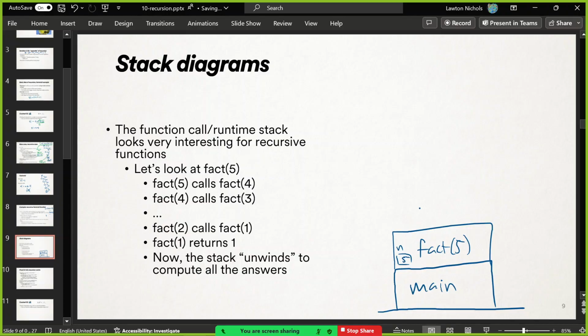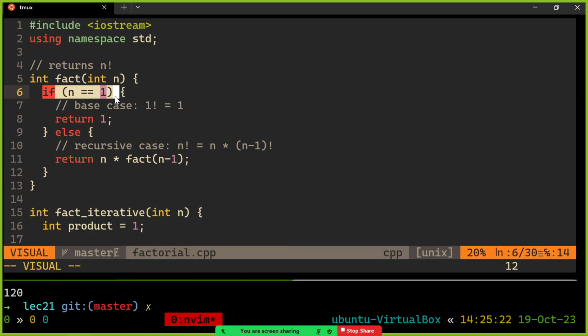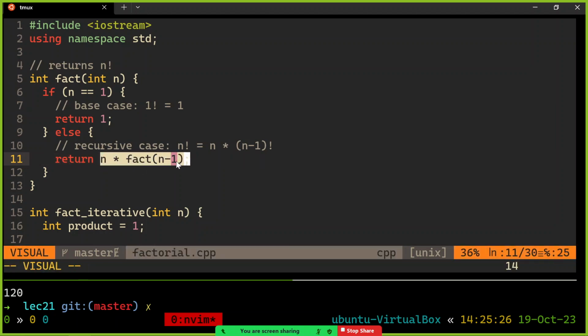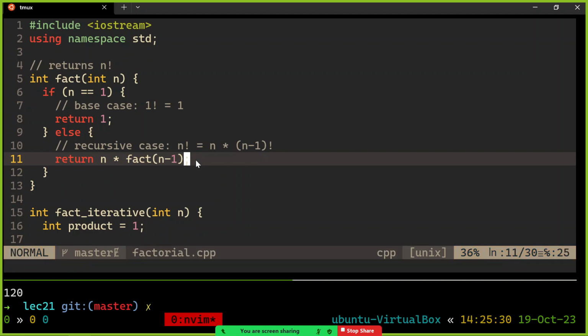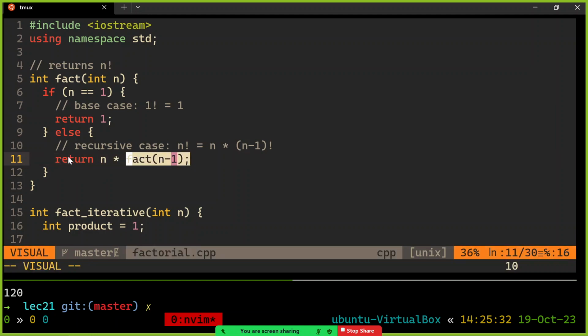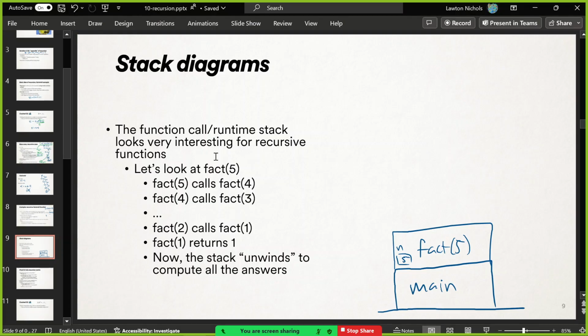And then fact of 5, well, n is not 1. So it's going to hit the else case, and once it has this final answer, it's going to return its n times fact of n minus 1. So it needs to go off and compute fact of n minus 1 before it can possibly return anything. It doesn't know that answer yet. So fact of 5 is going to be waiting on that line, and it goes off and it calls fact of 4. Does that make sense? It needs that answer. It can't return until it has it.